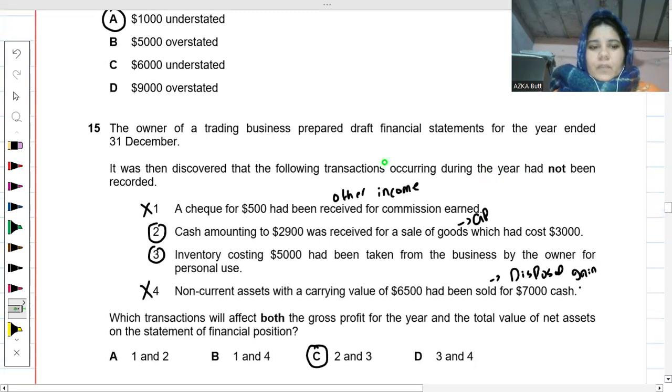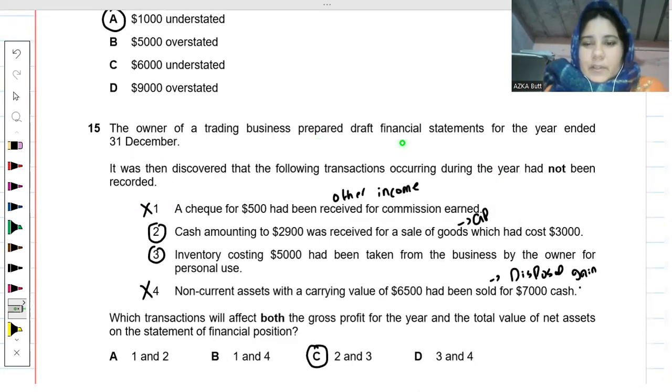Okay. So in question number 15, the owner of a trading business prepared draft financial statements for the year ended 31st December. It was then discovered that the following transactions occurring during the year had not been recorded. So these are the transactions. Which transaction will affect both the gross profit and the total value of net assets on the statement of financial position?